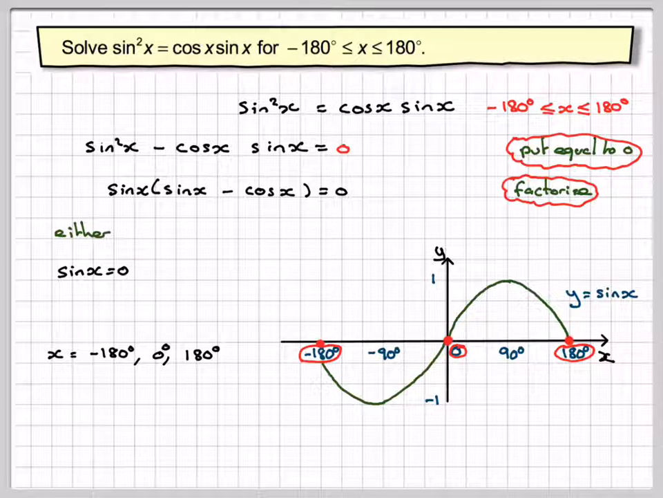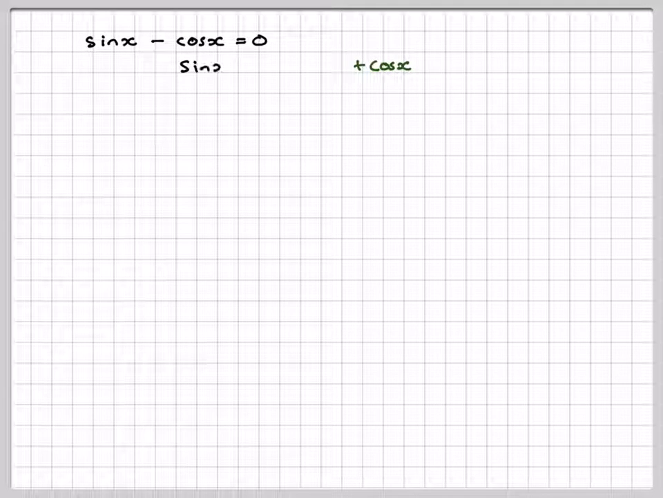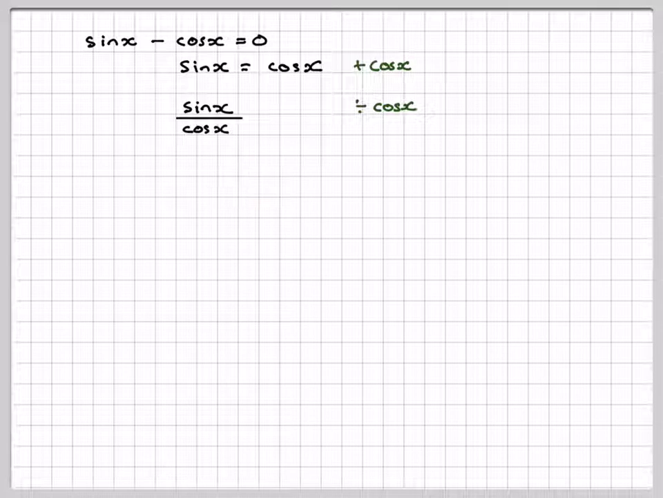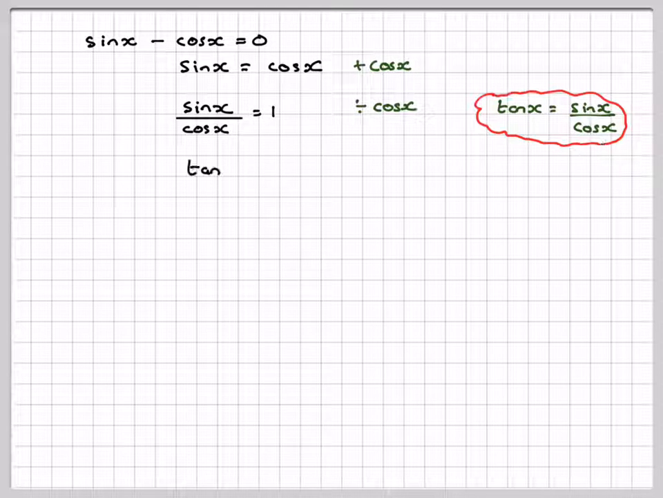Or this bit here is equal to 0, so sine x minus cos x is equal to 0. To solve that, we add cos x to both sides, so we get sine x is equal to cos x. And now we divide by cos x, so we're going to have sine x over cos x, and when we divide this side by cos x as well, we're going to get 1. Now we need to remember that tan x is sine x over cos x, so we get tan x is equal to 1. Tan to the minus 1 of 1 is 45 degrees.